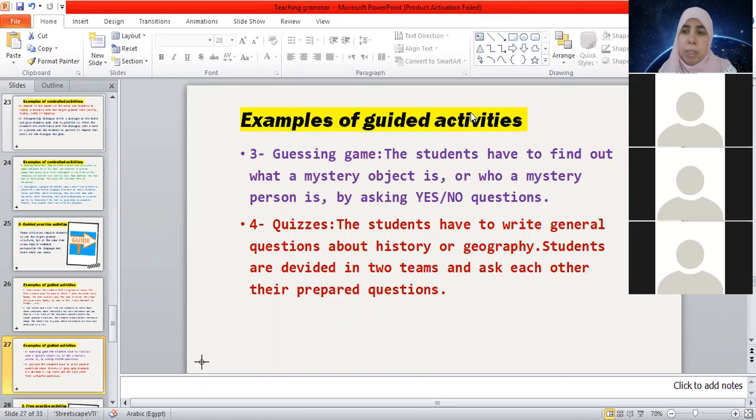So I have to put groups into teams and prepare questions using the target grammar structure. For example, if I'm teaching the superlative, they can write, what is the longest river in the world?